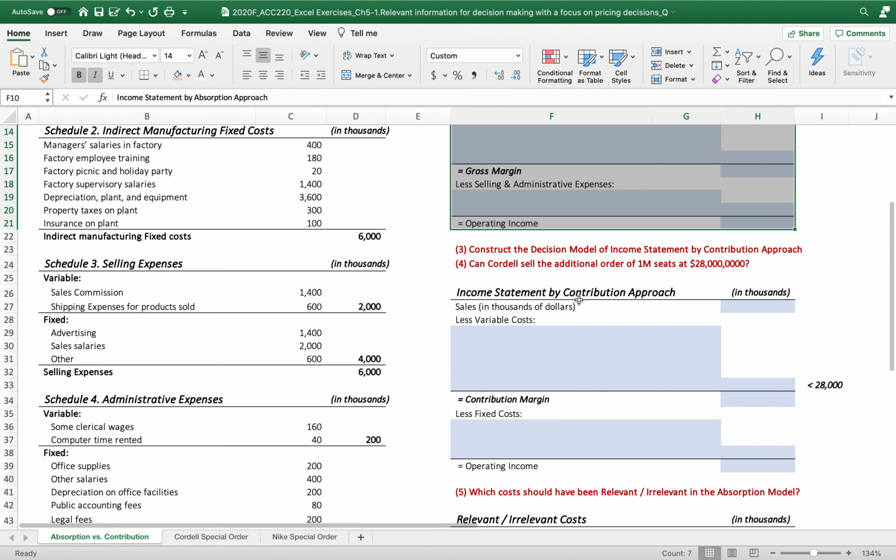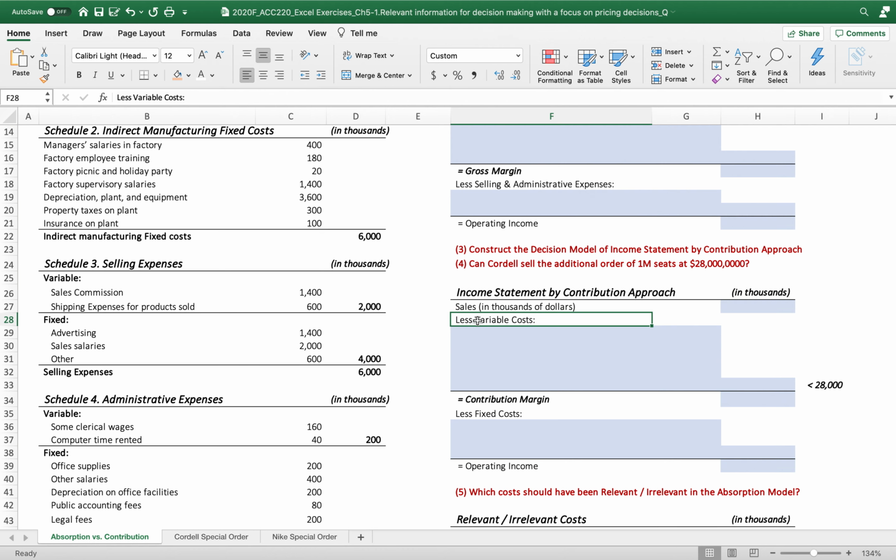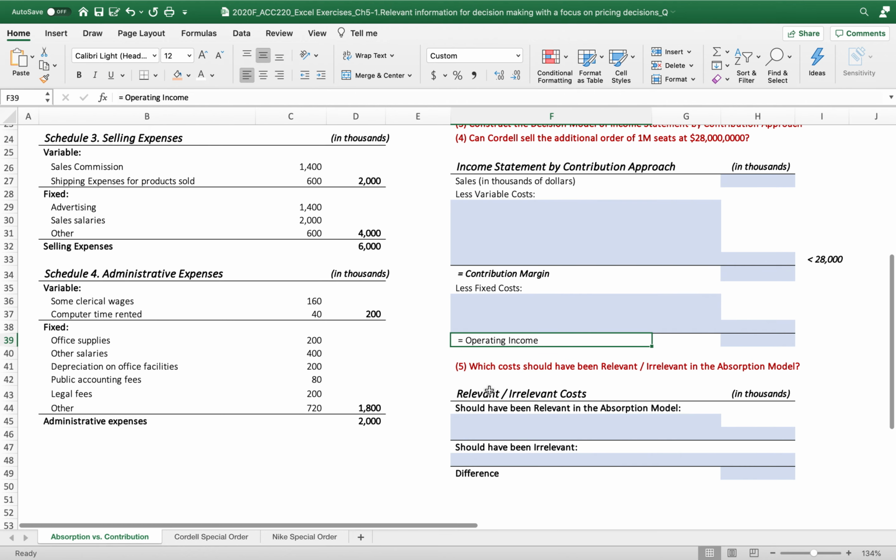We also have a different approach, the contribution approach. Now we segment all the cost by variable cost and fixed cost, so that we come up with contribution margin to make relevant decisions, and we will identify which information is relevant or not.